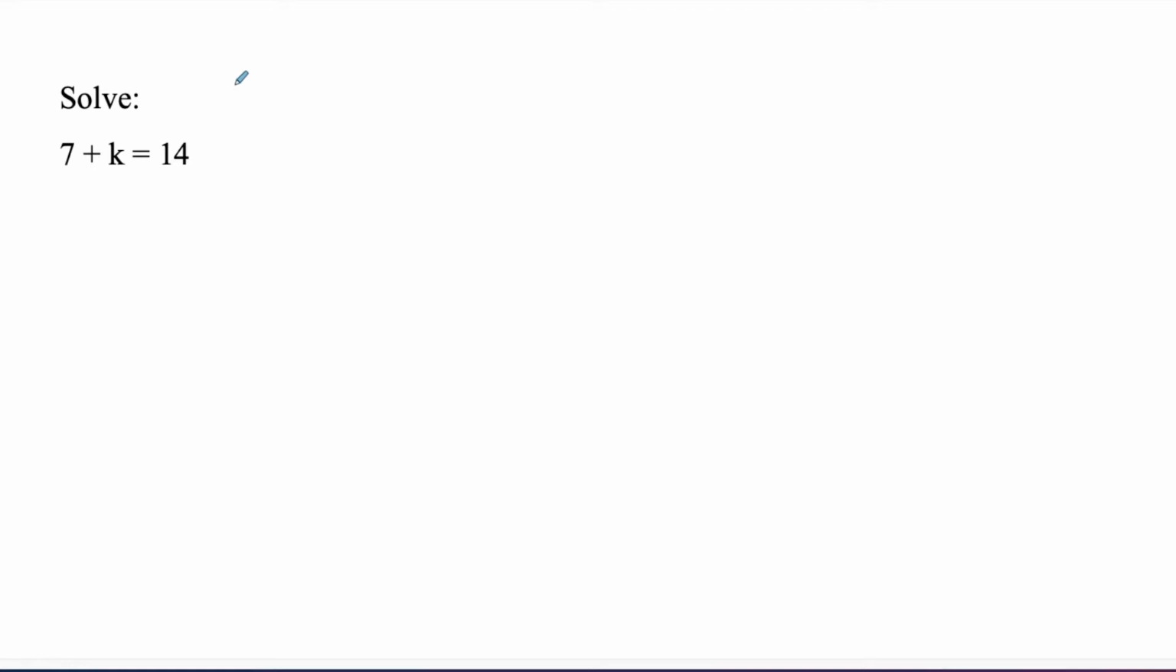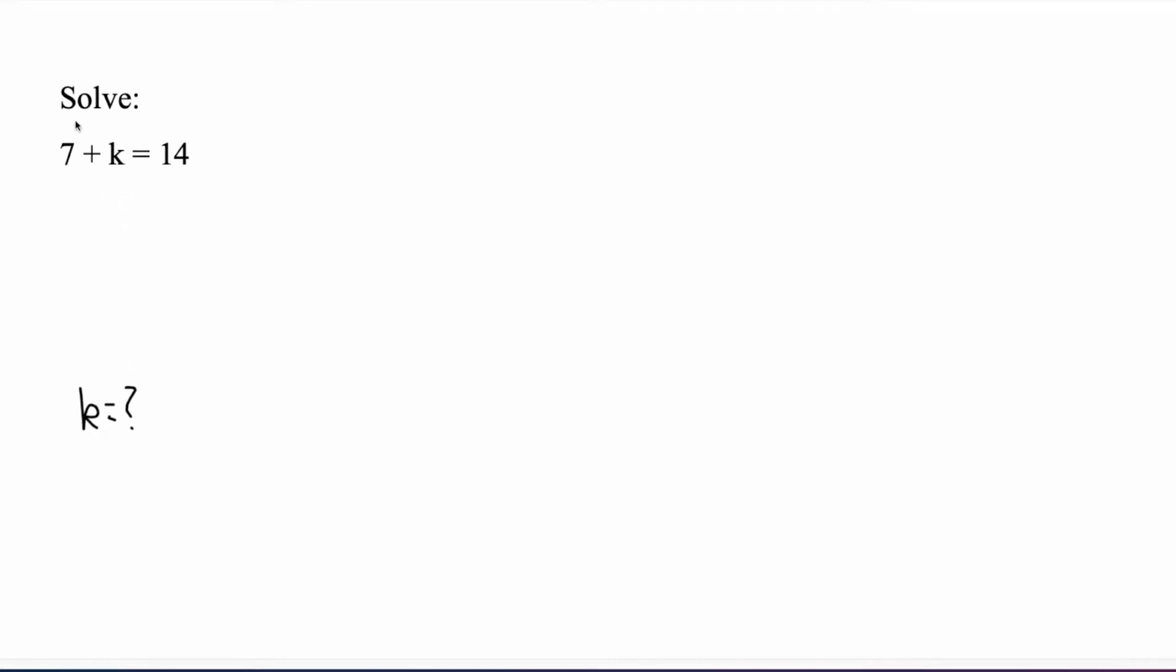The next example is also quite simple, as you can see. 7 plus k is equal to 14. Now, similar to the last example, the idea is to solve for k. So that means your final answer should be k is equal to something, right? So it should look something like this. So how do we do this?